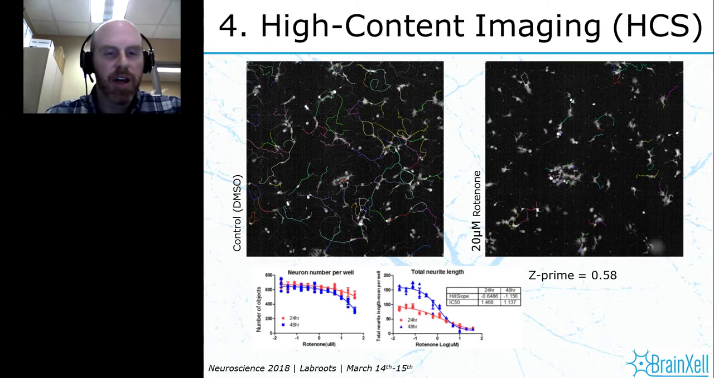And when this group did that, they were able to see not a huge difference between the number of neurons in each well, looking over time, with rotenone concentration versus untreated. But the neurite length really provided a relatively large window between treated and non-treated, especially at the 48-hour time point. And so they were able to generate a really high Z prime for this assay. And they're currently taking this into even higher formats. So this has been one of the more interesting applications that one of our collaborators has looked at.